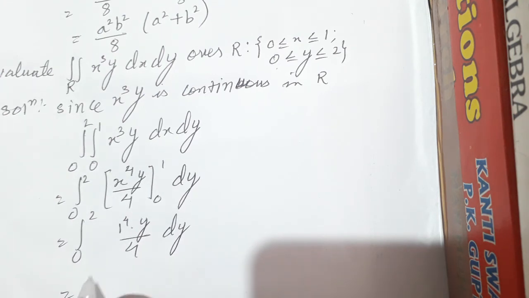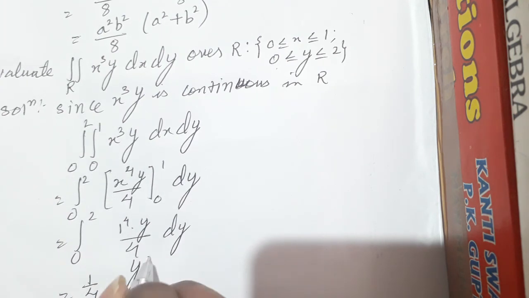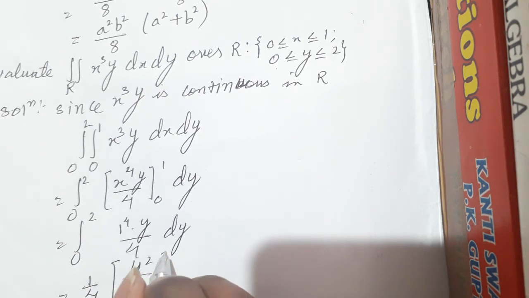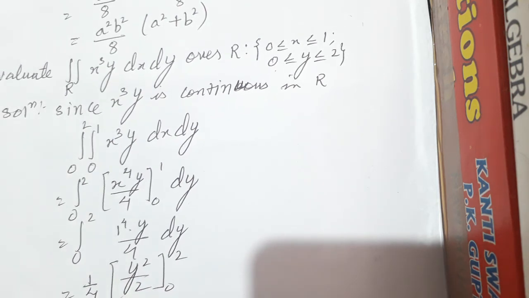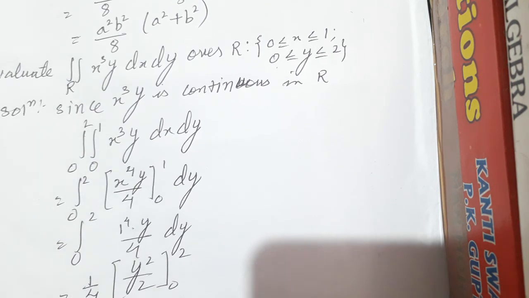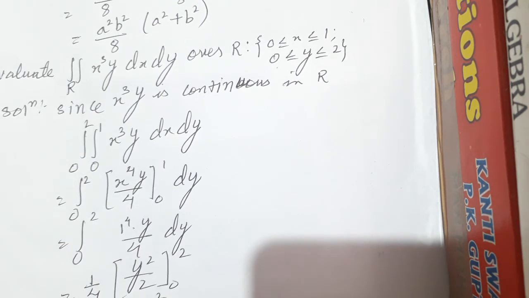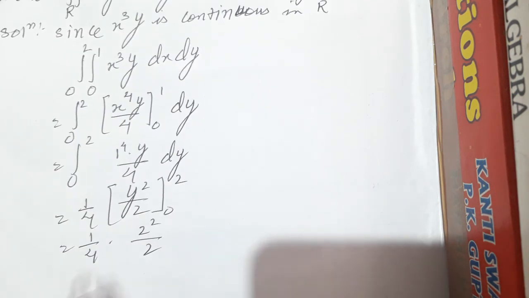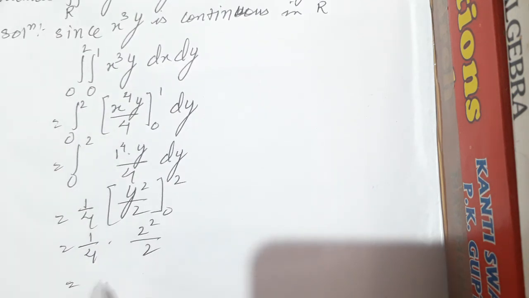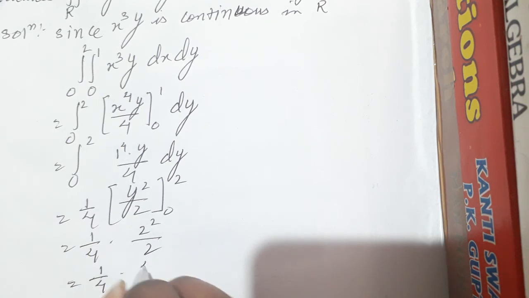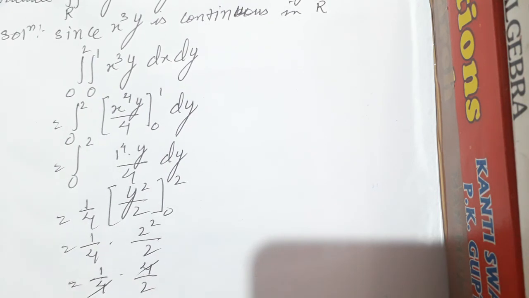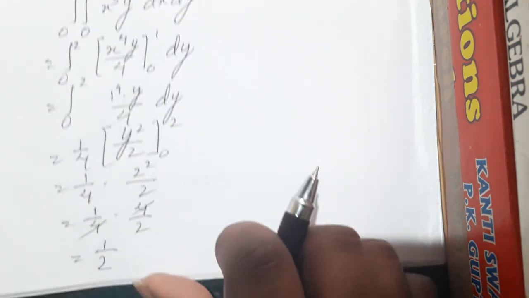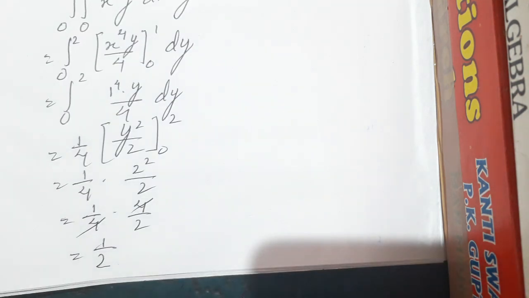Now we'll integrate this with respect to y. So we get here 1/4 into y²/2. Then we'll put the limit, 0 to 2. So 1/4 into 2²/2. If we put the lower limit, it will be 0, so I'm not putting that value here. So we get 4/8, so that 4 and 4 cancel, and we get the answer to be 1/2. Thank you.